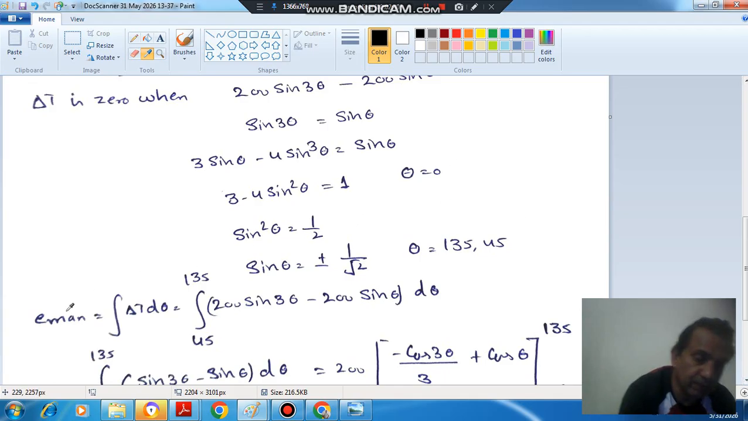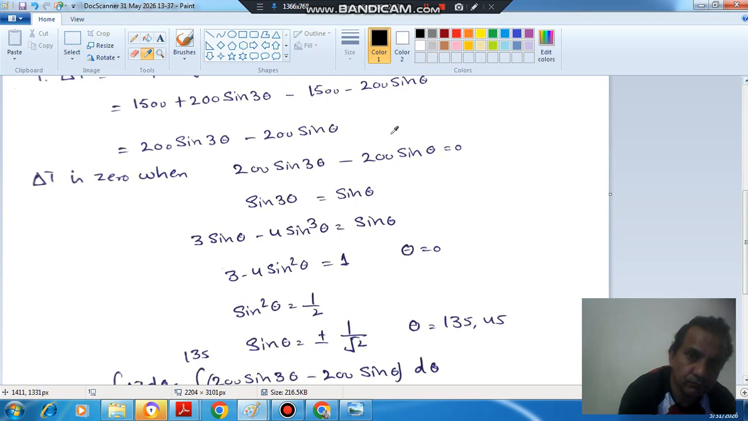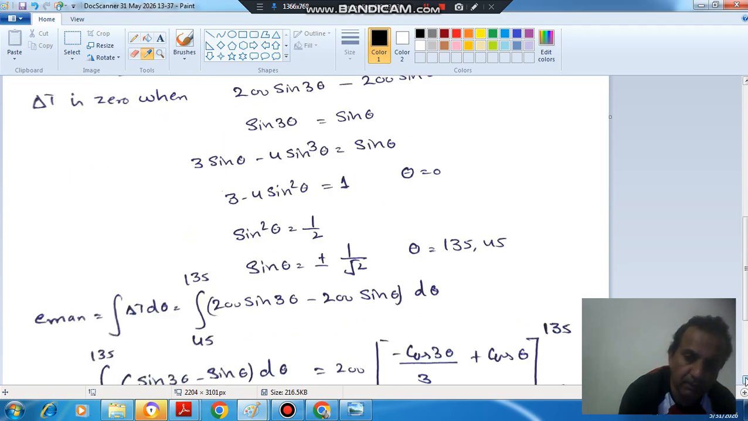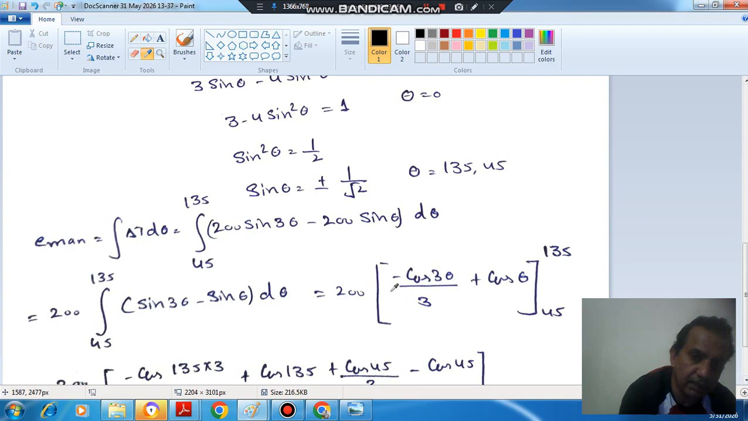So the maximum fluctuation of energy can be found out by the integral of delta T dθ, and the limits are 45 to 135. So this is the expression for delta T, and this is 0 between 45 and 135. So the area above or below between 45 and 135 will give the maximum fluctuation of energy. So delta T is 200 sin 3θ minus 200 sin θ, and 200 you can take out. So that is your sin 3θ minus sin θ.